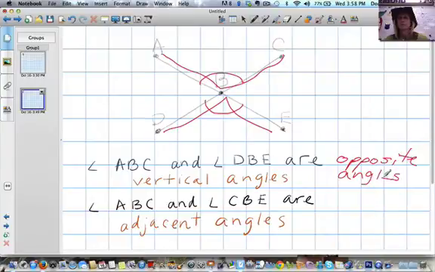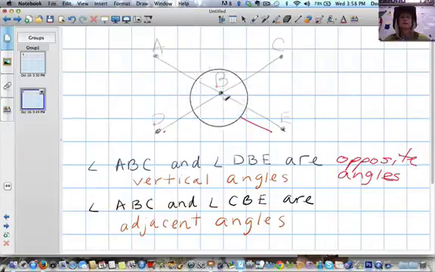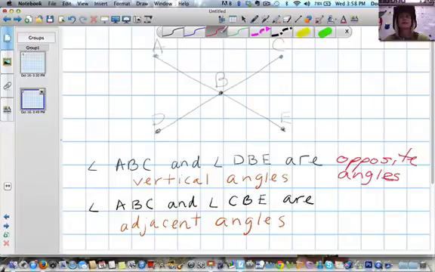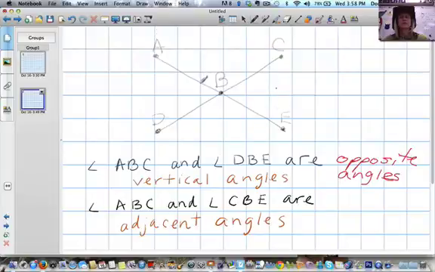Okay, so there's a couple things about opposite angles. One is that they are always equal. So they're right opposite each other, vertical angles, and they're equal in terms of their angle measurement. So this one right here is equal to this one right here. Okay? And again, when we're looking at vertical angles, we can also call them opposite angles.